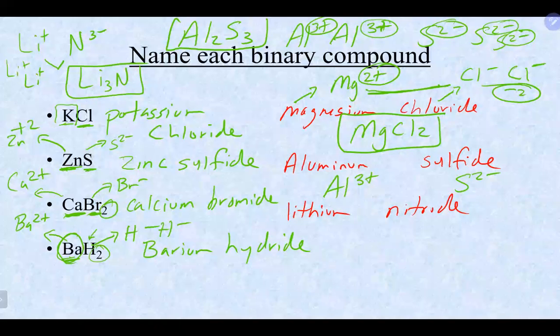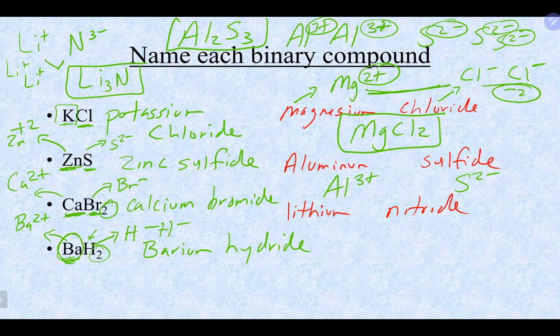Again, type 1 naming, always ionic compounds, always metal, non-metal, always the metal most important. Group 1, group 2, 3, zinc, cadmium, or silver. They all have fixed charges, which means you just go whole name of metal, IDE for the non-metal. And if you have to put them together, you want to put them together in the simplest way that will get you to 0. Any questions on that there?